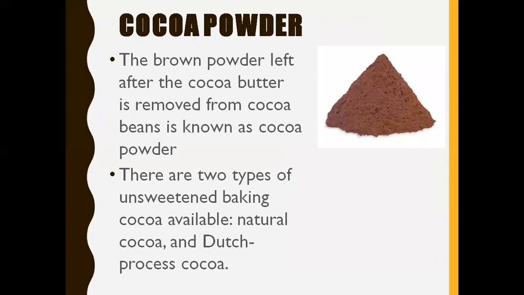Now moving to the next, extracted from cacao liquor, you get cocoa powder as well. This brown powder left after the cocoa butter is removed from cocoa beans is known as cocoa powder. So you separate your butter and whatever is left is cocoa powder. There are two types of unsweetened baking cocoa available, which are natural cocoa and Dutch processed cocoa.